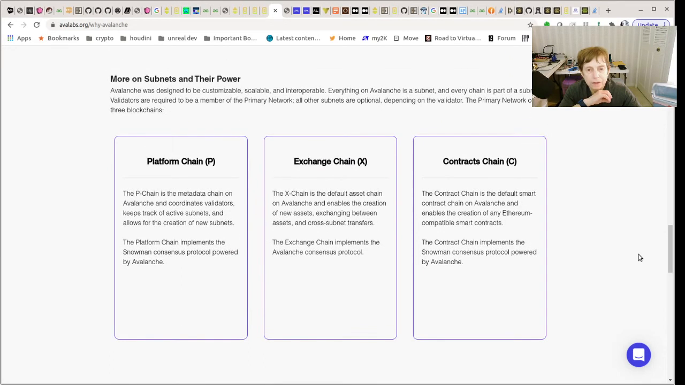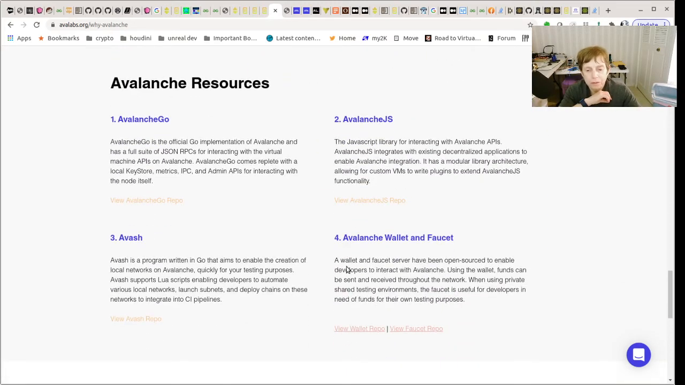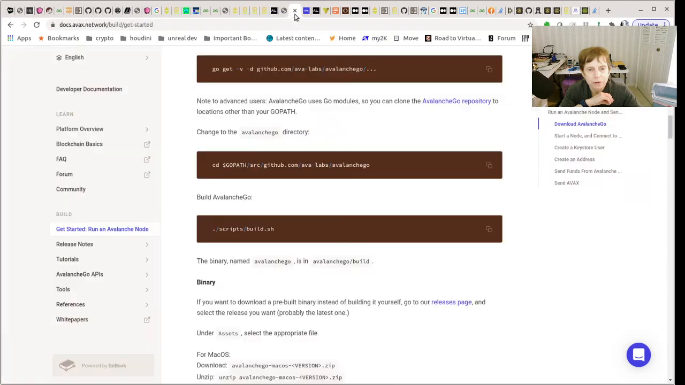And interestingly enough, they have three different main chains, the primary network. The primary network consists of three chains: the platform chain, so this is more the coordination, the exchange chain, the assets exchange chain, and then a smart contracts chain. And this is what we're going to be getting into. This is the resources. They have some good information for developers. Let's see if I can bring that up.